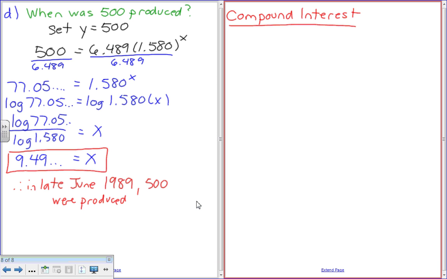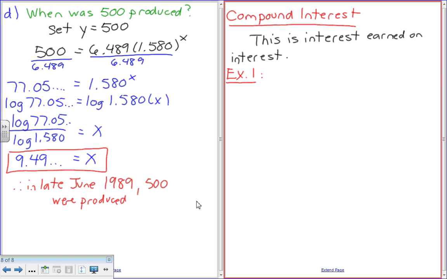Okay, let's go to this here. Compound interest. This is interest earned on interest. And I apologize to those that came from 3M. This is going to be the most boring lesson you've ever seen, but stay with me here.